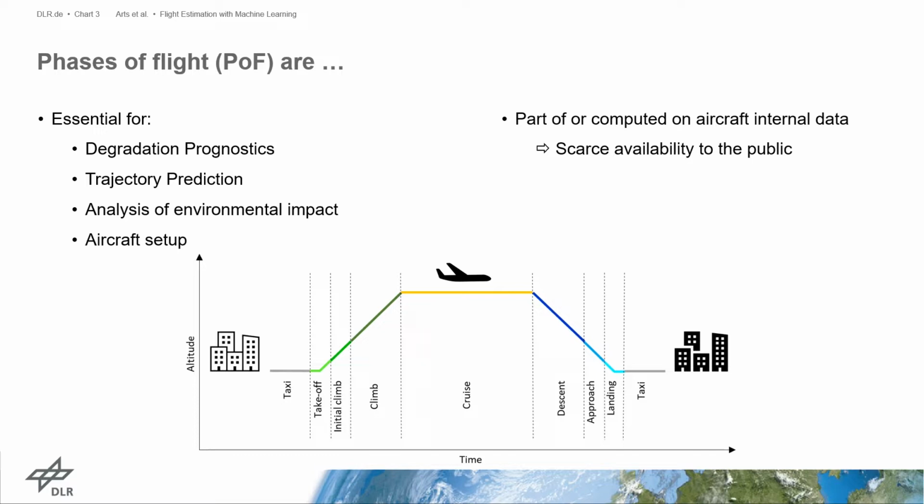However, there are several more applications that use flight phases, such as trajectory prediction, analysis of environmental impact, knowledge about the aircraft setup. And flight phases are either part of the aircraft's internal data or they're computed on this data. Now, internal aircraft data is very sensitive and contains a lot of sensitive information regarding the aircraft itself, or the airline or the pilot flying the aircraft. As such, this data is not often shared and has thus a very scarce availability to the general public.